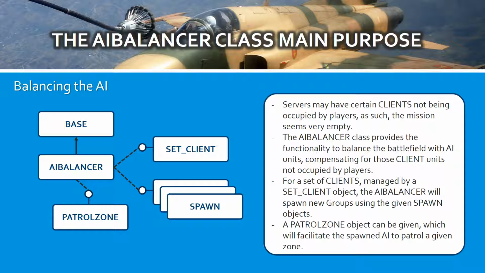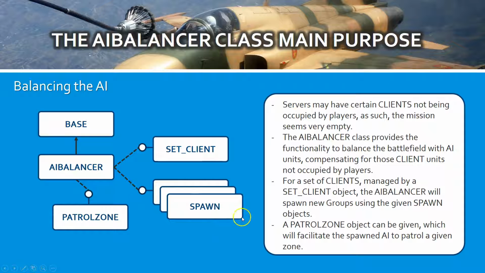When you look at the AI Balancer object, it actually uses three different objects of other classes. The first object is a set client, which is a set of clients. And by the way, the clients are actually automatically scanned within the database object. So the set client class, when you instantiate it, will use the database class, and you can filter the set client, populating those clients that you want to have within the set client with filter criteria.